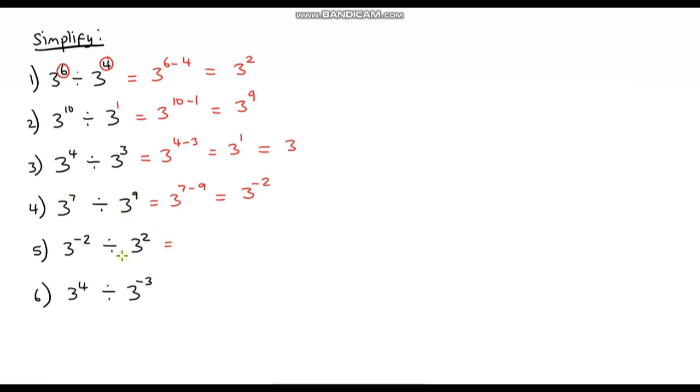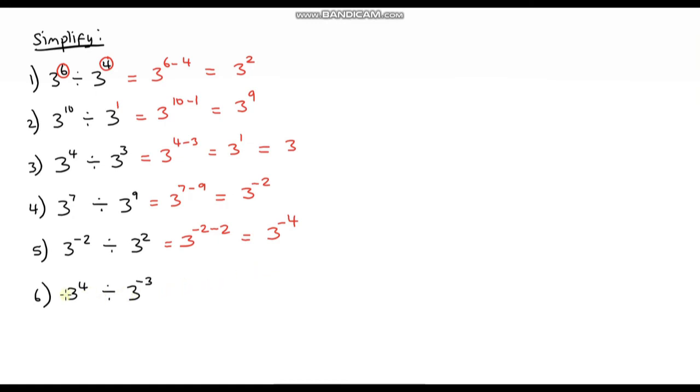Okay, the next one, we've got the same base. So let's subtract our indices. That's 3 to the power of negative 2 minus 2. Well, what is negative 2 minus 2? Well, that is negative 4. So it's 3 to the power negative 4.